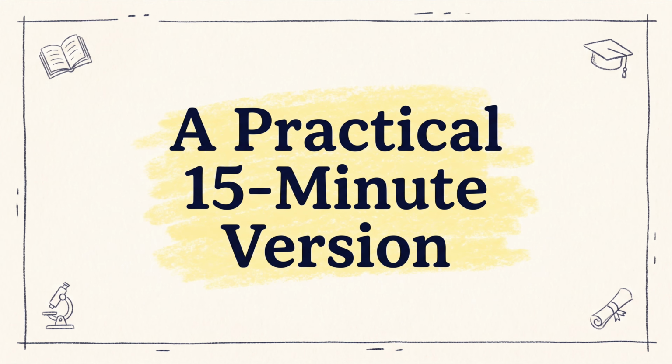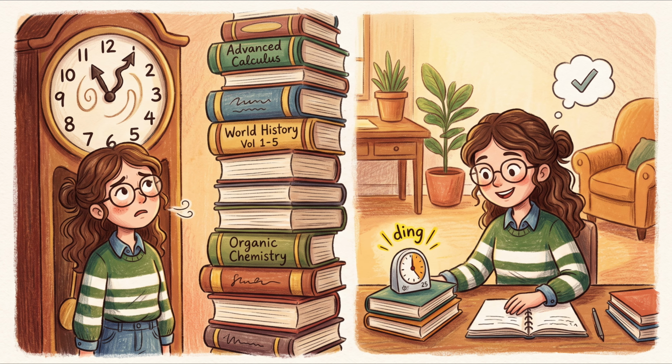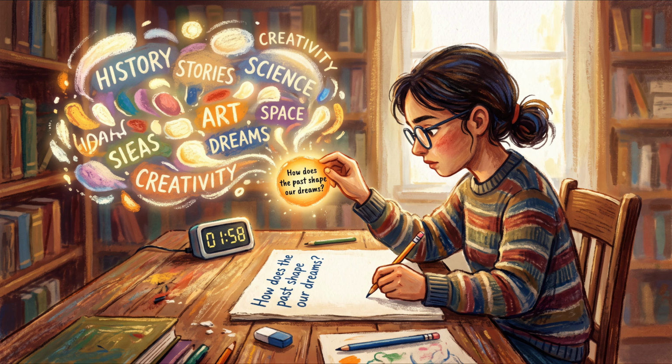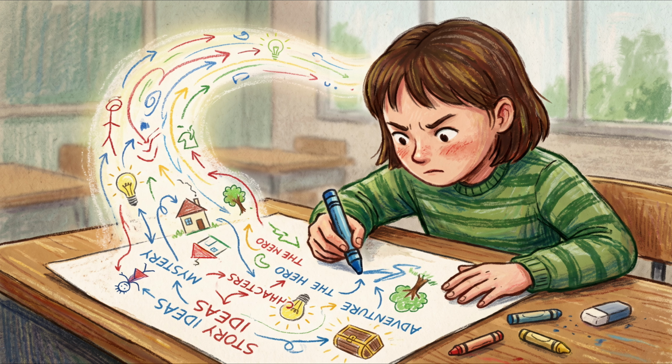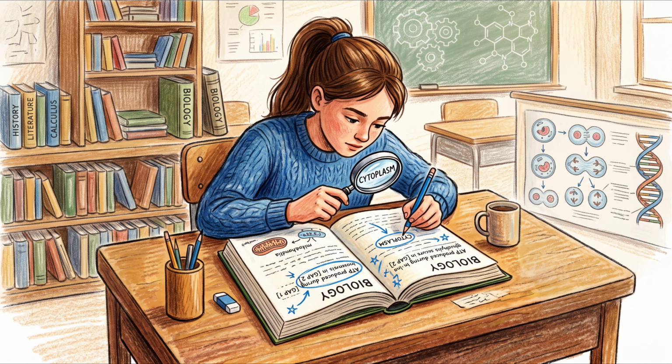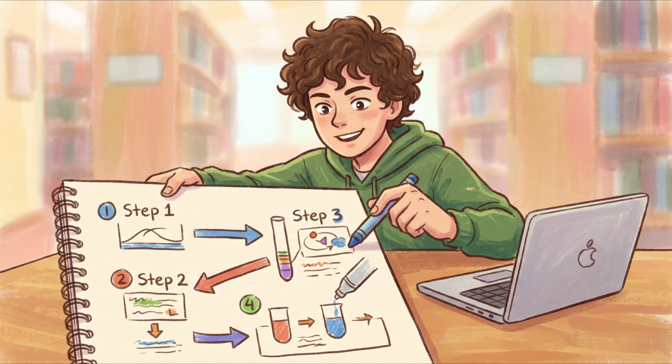A practical 15-minute version. You do not need hours to use this technique. Try this simple 15-minute version. For the first 2 minutes, choose one clear question. For the next 5 minutes, explain it from memory. Then spend 3 minutes circling every weak sentence, unexplained term, or missing connection. Use the next 3 minutes to study those specific gaps. Finally, close everything and explain the idea again.